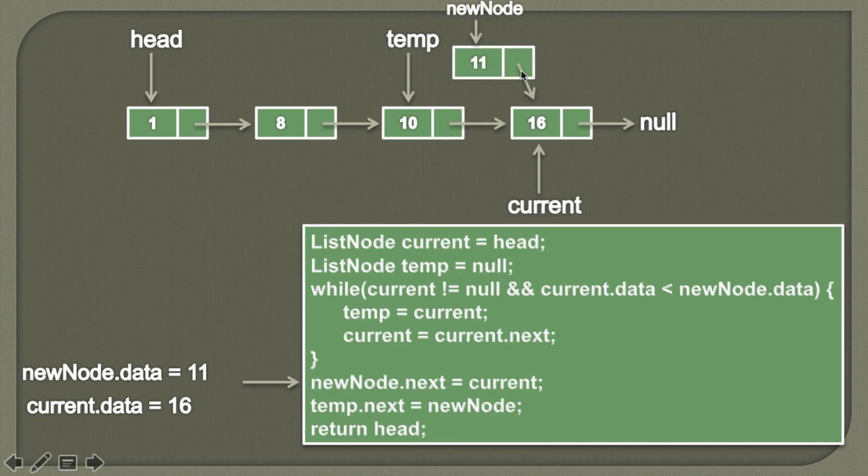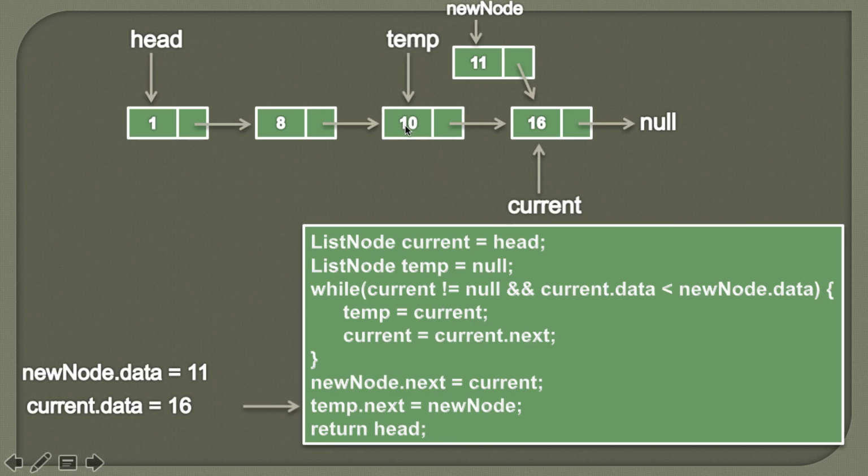So new node next points to 16, which is also referenced by current. Moving ahead. Now in order to insert the node between 10 and 16, temp next points to 16. Therefore we need to break this link and we need to assign this link to new node. So what we'll do, we'll assign new node's value to temp.next.